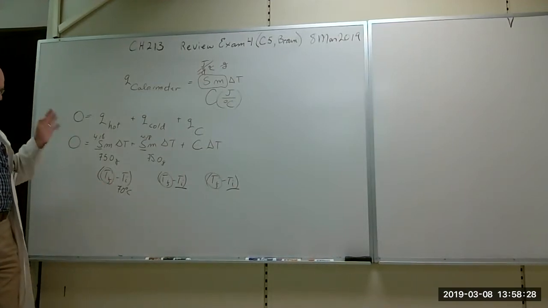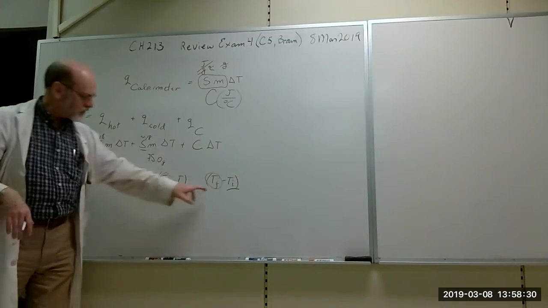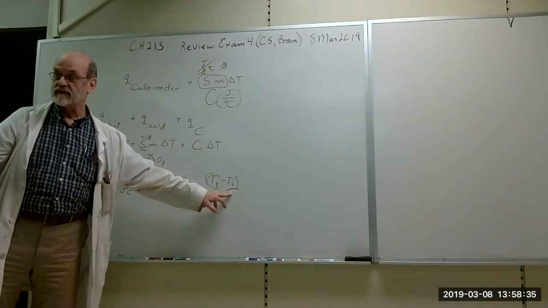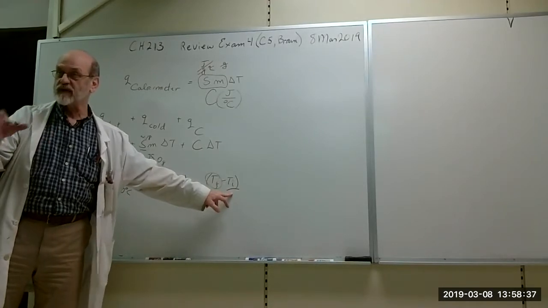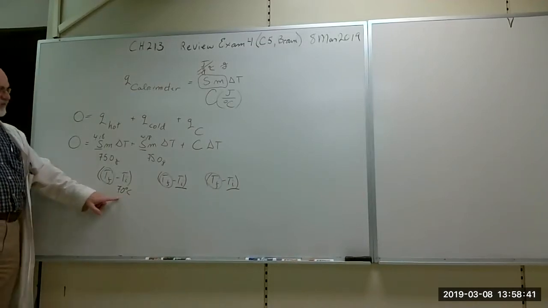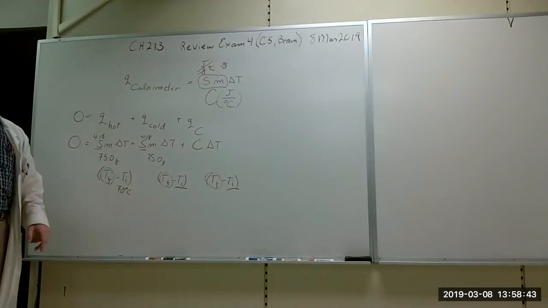Right, so you've actually got 3 temperatures. The final temperature is the same for everybody. The initial temperature for cold and calorimeter are the same, because you put them together and let them settle first. Then, the initial temperature for the hot. So you're going to have 3 temperatures.